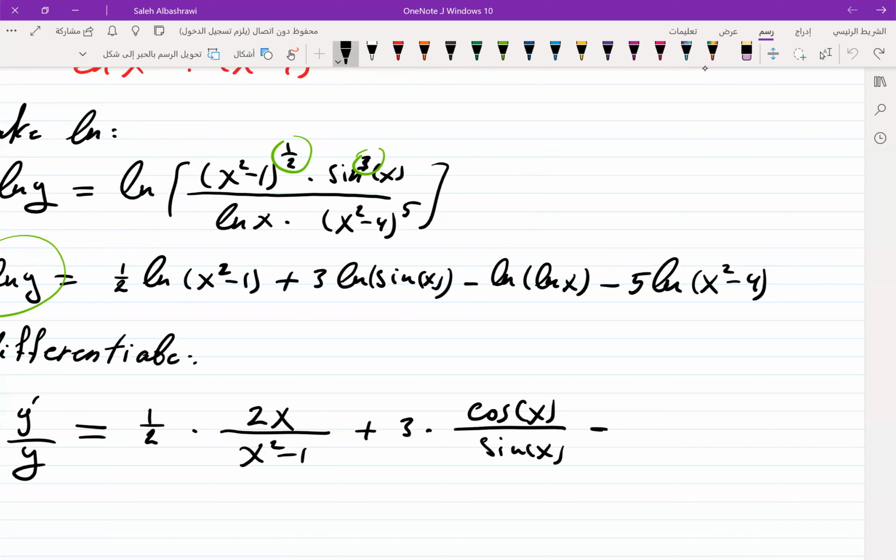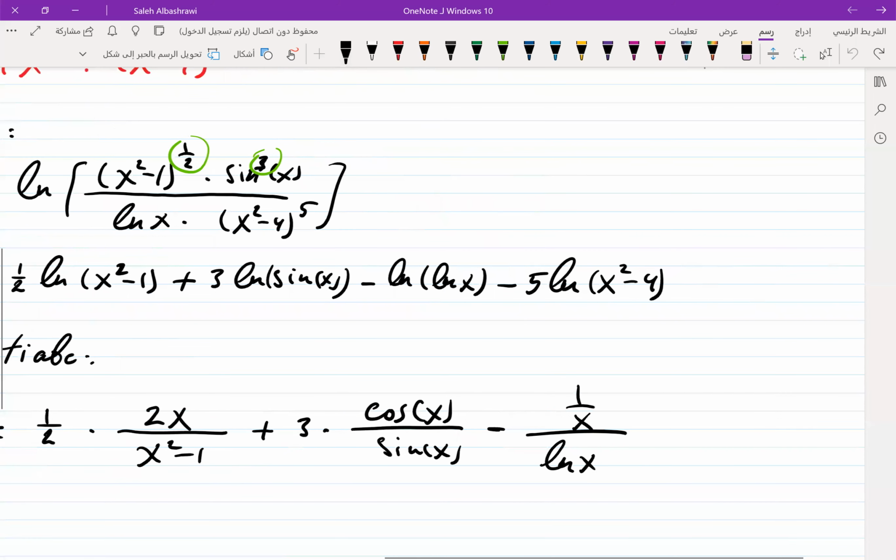Third one, minus. The function is ln of x. Because I have ln of x, so the function is ln of x. The derivative of this function is 1 over x. Minus 5 multiplied by the derivative of ln of x squared minus 4. The function is down and the derivative is up.